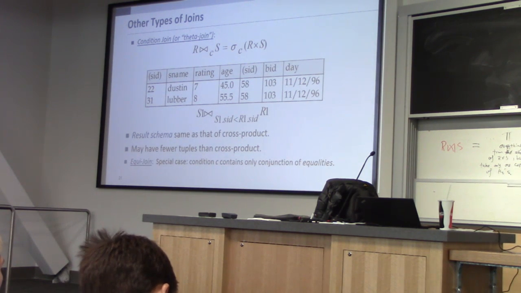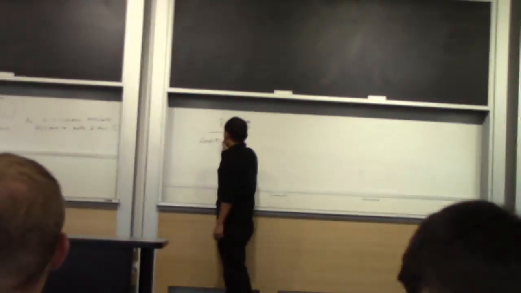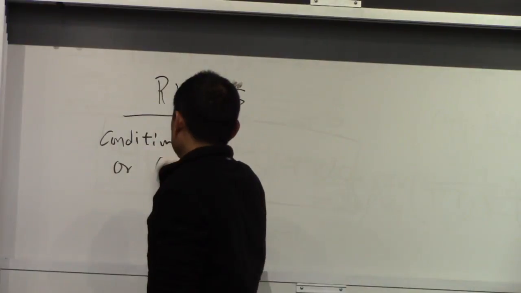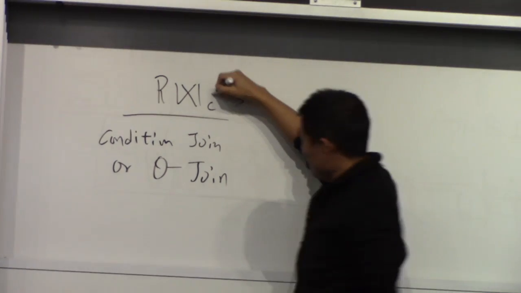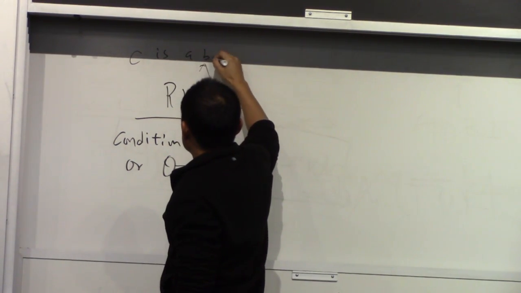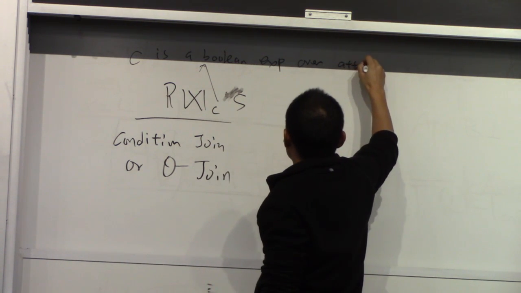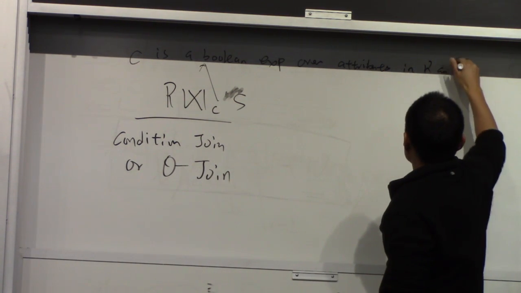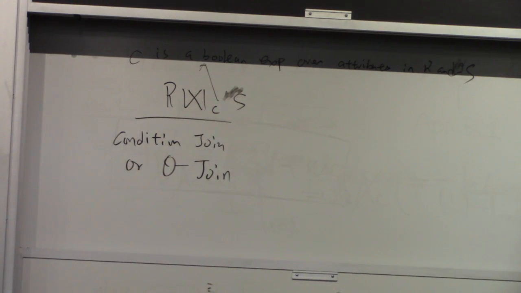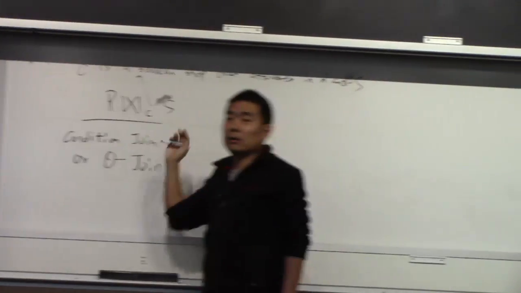Right here, I guess. This is known as condition join, or simply theta join. They both refer to the same thing. Where C is a Boolean expression over attributes in R and S. So now condition C is defined using some attributes from R and S.